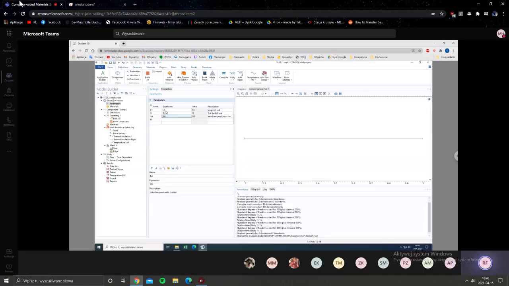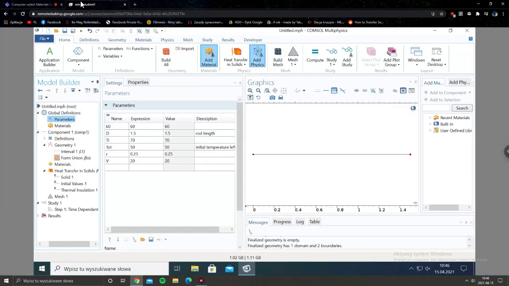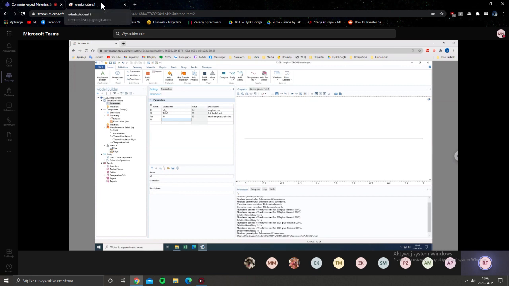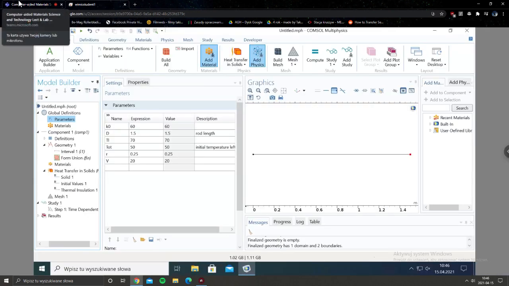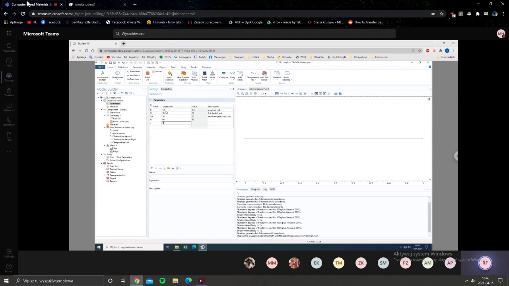T tot. TOT is 50. All right. K0 is 60. All right. R, small r, is 0.25. And capital V is 20.